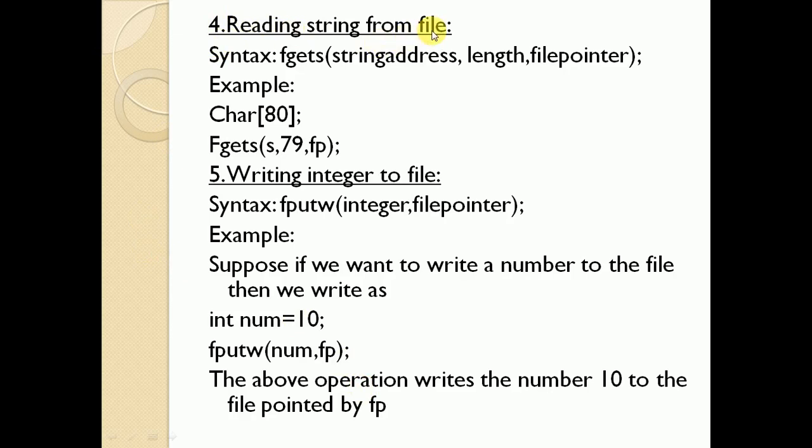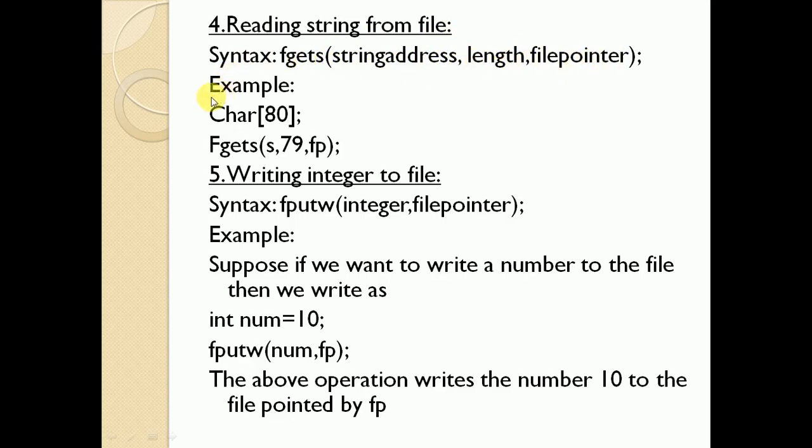So the fourth function is reading a string from a file. How do we read the string now? We read the string by using the function fgets. What is the function name here? I have already explained in the class. What is this function name? It is fgets. Here you can pass the arguments. We pass three arguments here. The first argument is the string address, then the length, and then last the file pointer.